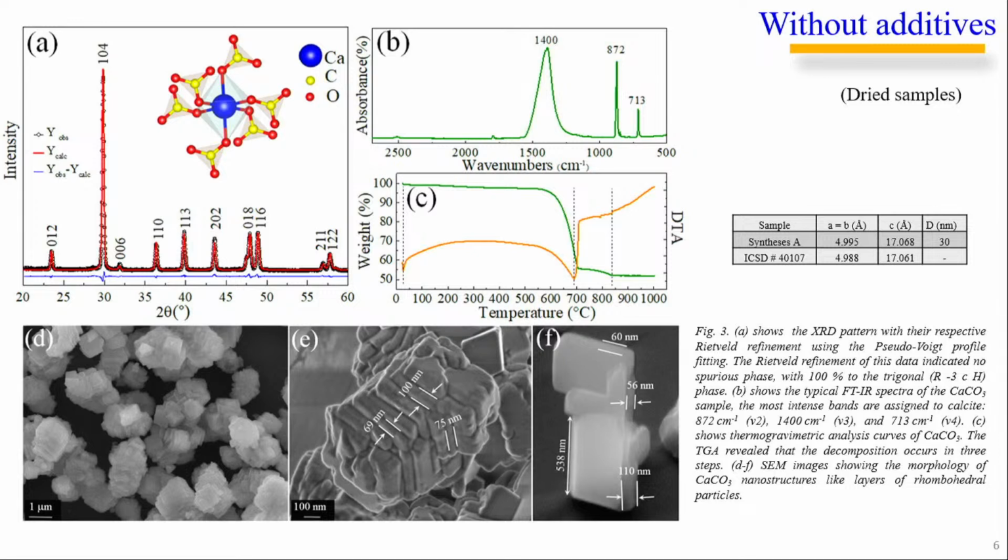Image C shows the thermogravimetric analysis curve of calcium carbonate. The TGA reveals that decomposition occurs in 3 steps. Images D, E, F show the morphology of calcium carbonate nanostructures like layers of rhombohedral particles.